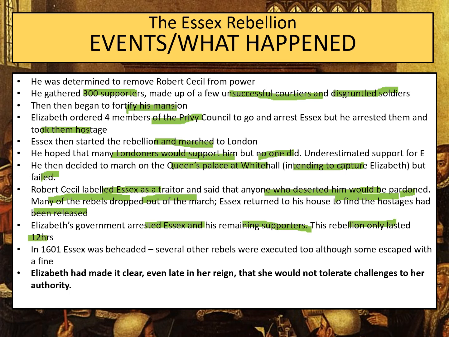Elizabeth's government then arrested Essex and his remaining supporters, and the rebellion only lasted a mere 12 hours. As a result of his actions, Essex was beheaded afterwards, and several other rebels were executed too, although some of them escaped with a fine. Elizabeth therefore made it clear, even late in her reign, that she would not tolerate any challenges to her authority.